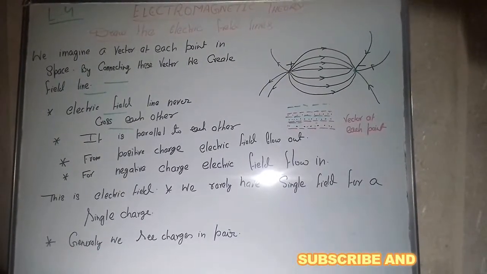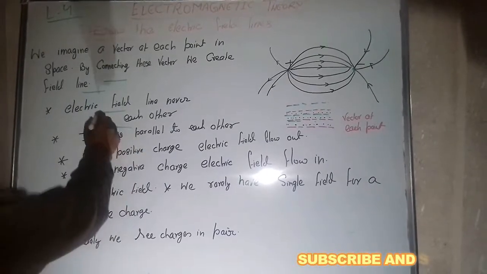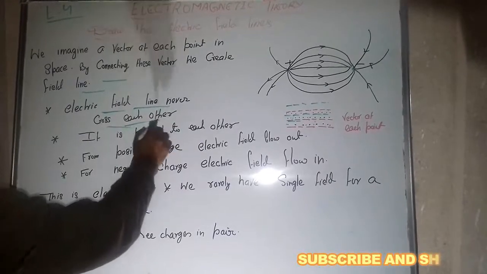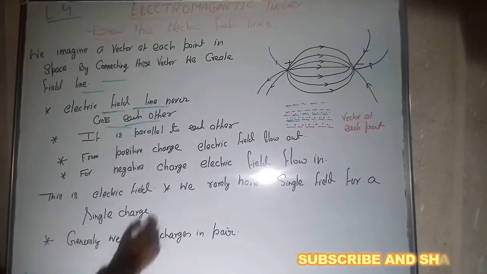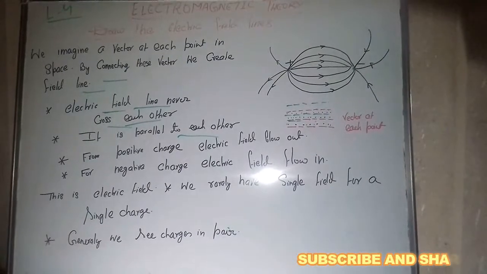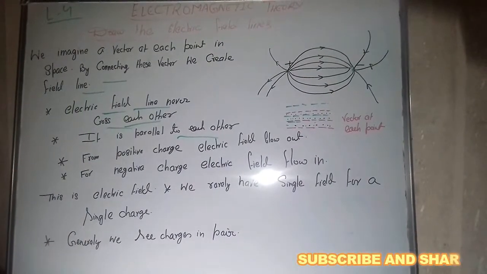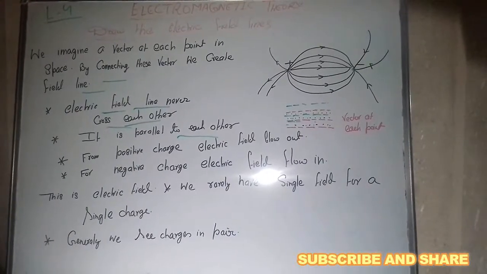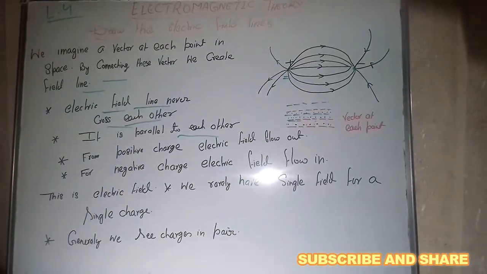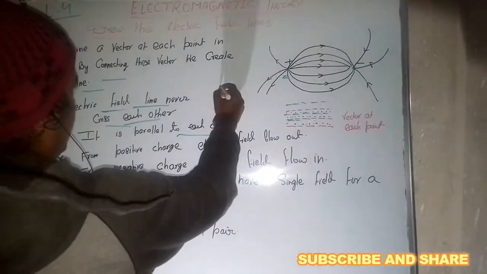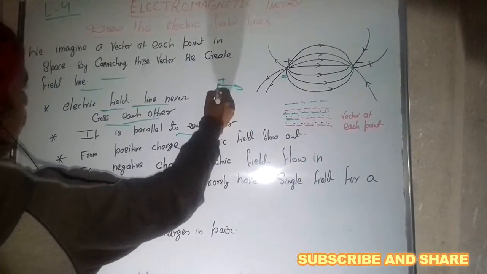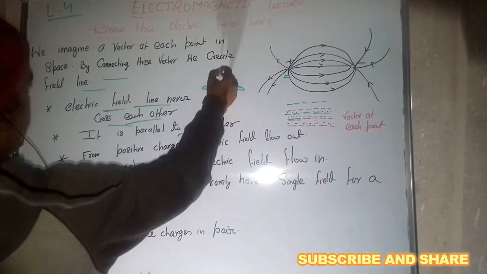One of the most important aspects of electric field lines is that they never cross each other. It means they do not intersect, and electric field lines originate from an individual charge. If there is a positive charge, then the electric field lines will flow out of that charge.